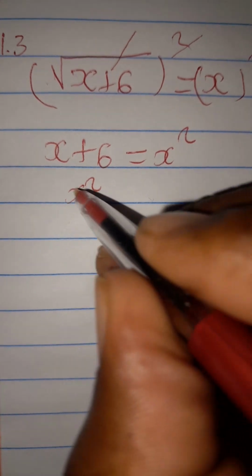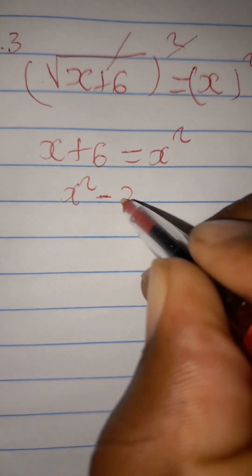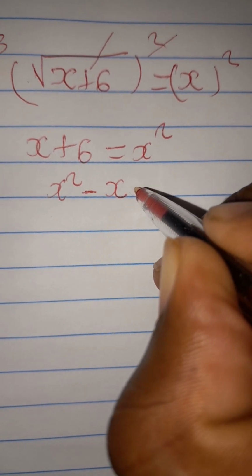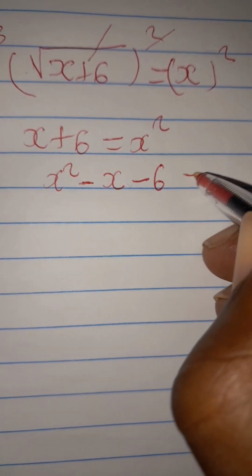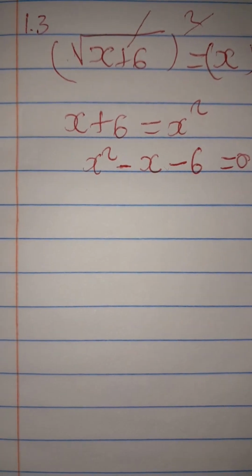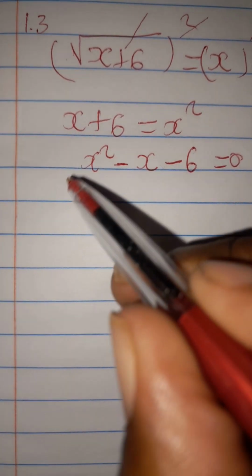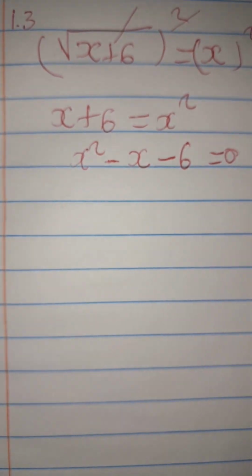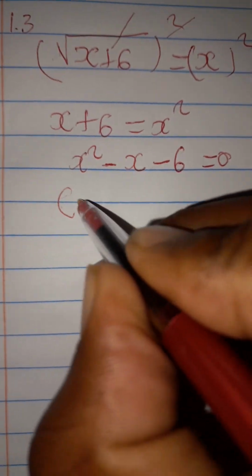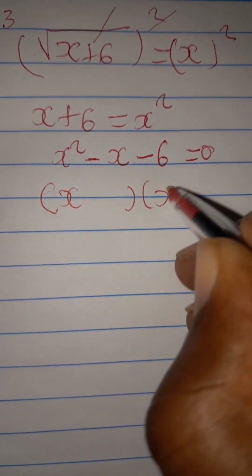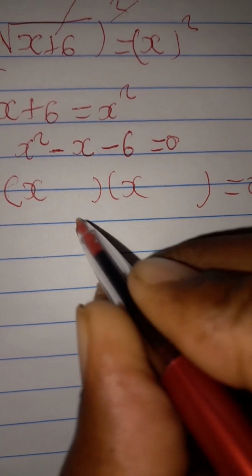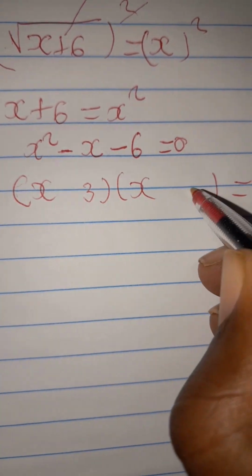Then we need to write this in standard form. Take x to the other side, it becomes minus x. Take 6, it becomes minus 6, right? Guess we did it well. Remember that we did take x plus 6 to the other side. So here, this is a quadratic equation. You need to factorize. The factors of x squared are x and x, which is equated to 0. Then factors of 6 are 3 and 2, that will give us the middle term, minus 1.